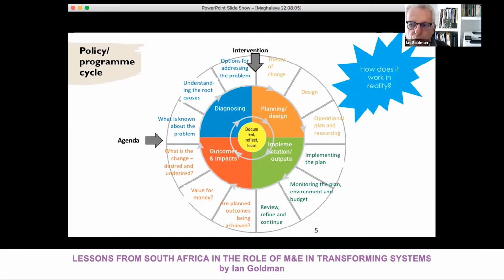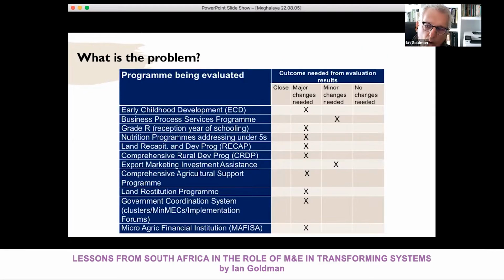Sure. So it could be that there was a problem in implementation, but in many cases, what I would actually say, it's a problem with the design. The design was not adequate to address the root causes of the problem. Okay, so coming back to this then. Now, what are the consequences of having many of those programs needing major changes?